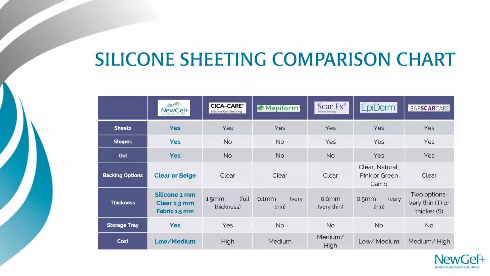Storage tray, whether it comes with a storage tray, and then we just did a cost comparison: where does it fit in the range of low, medium, and high? Some of these fall into the medium and high range because of the number of products that come in a package. But Epiderm, remember, even though it's low to medium, you have to buy quite a few of them. So the individual cost may be lower, but when you try to buy enough for a full course of therapy, it gets very expensive.